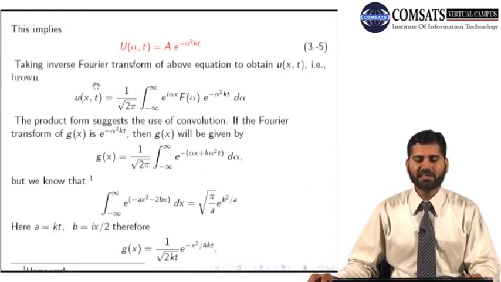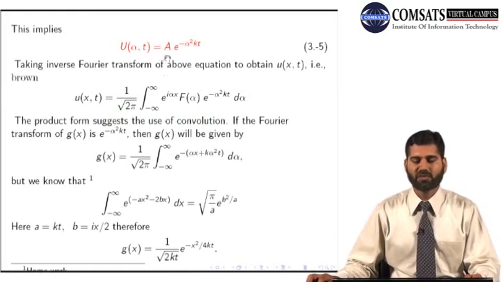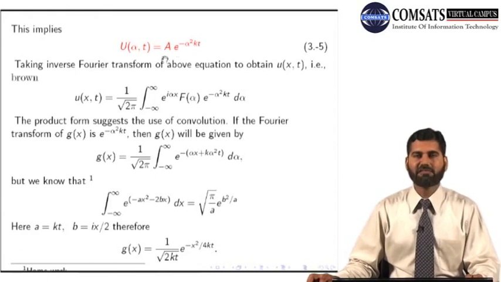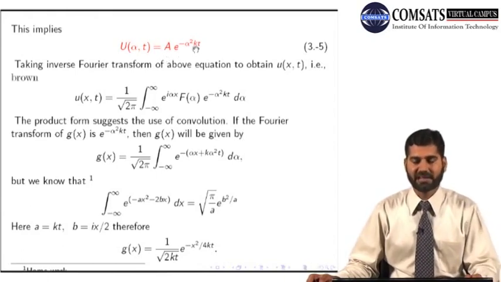Now if you take the inverse Fourier transform, the right hand side is F(alpha) e to the minus alpha squared k t, this one. And to take the inverse transform, I need to multiply by e to the iota alpha x with respect to d alpha.